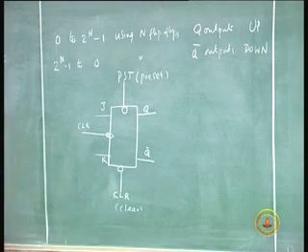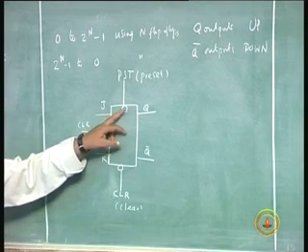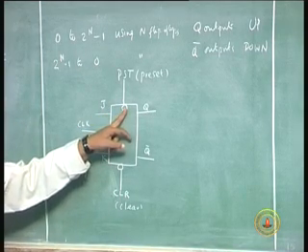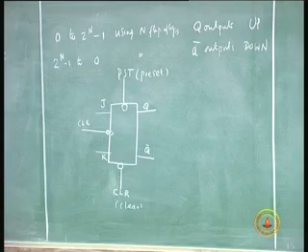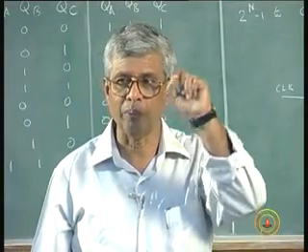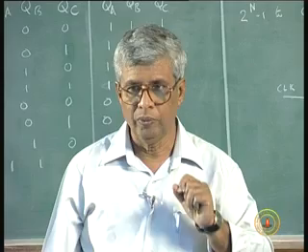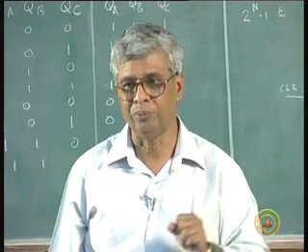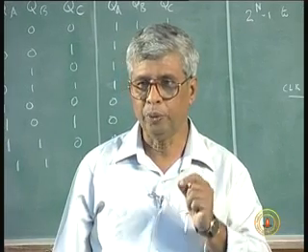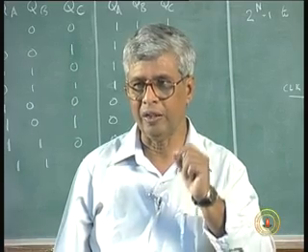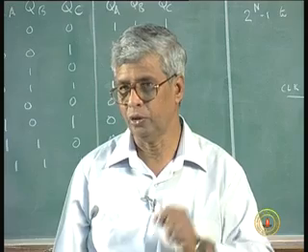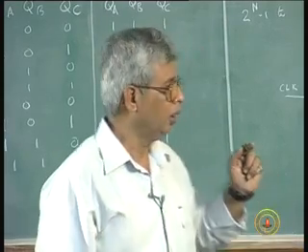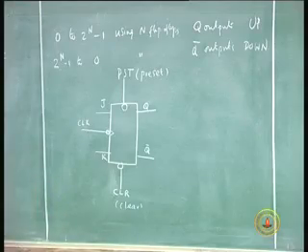What does a preset input do? As you see, there is a bubble here, that means it is an inverted input. An input which activates the circuit when it is low is called an active low input. Such inputs we draw with a bubble. An input which will be effective when you make it 0, that is called active low. An input which will activate the required thing when you put a 1 on it is called active high input. When you draw an input with a bubble, it says it is an active low input.